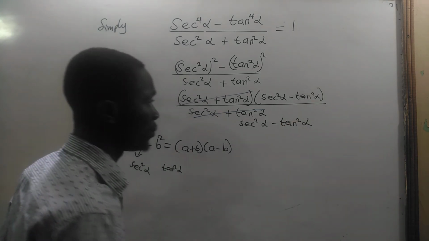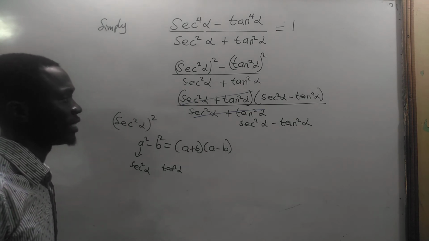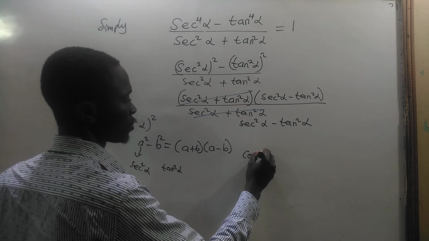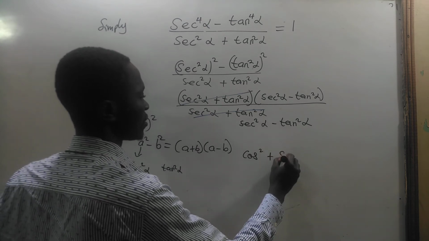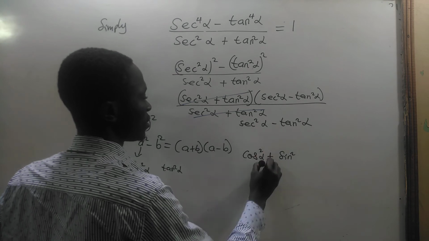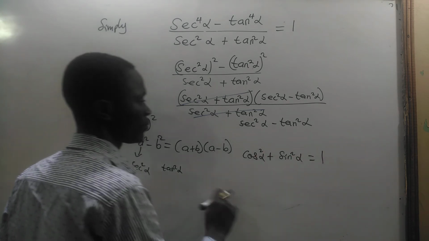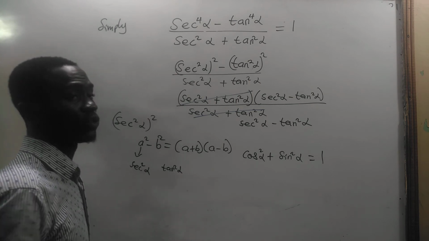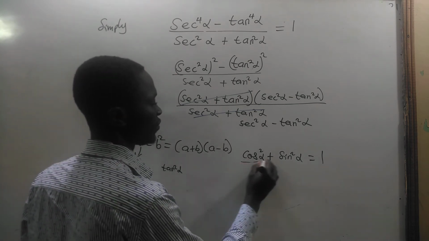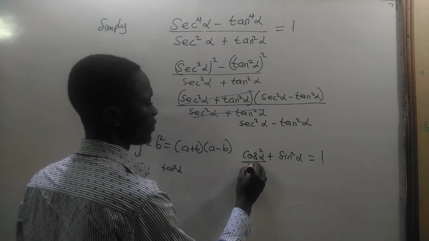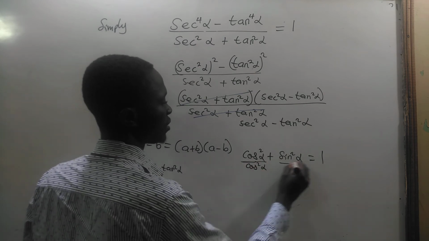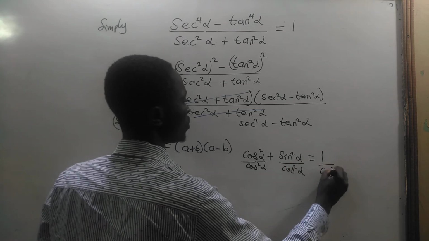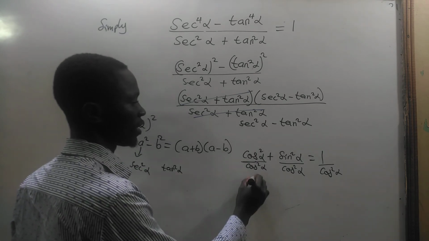Now, from basic trigonometric identities, we know that cosine squared alpha plus sine squared alpha is equal to 1. If we divide through by cosine, we are going to have here this one divided by cosine squared alpha, here sine squared divided by cosine squared alpha, and here 1 divided by cosine squared alpha. This one will give us 1.